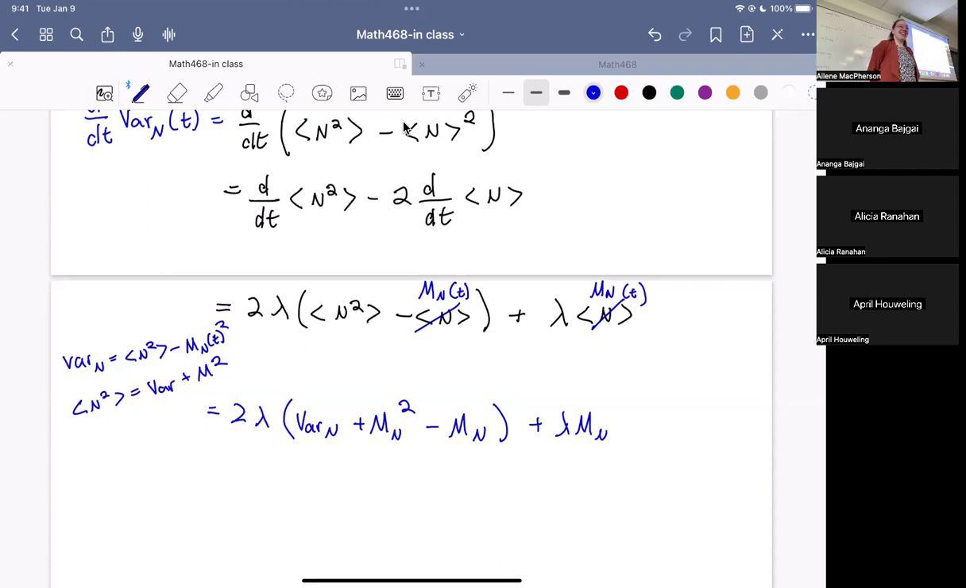Yes? Simulation, okay. So we have a continuous time discrete state stochastic process.